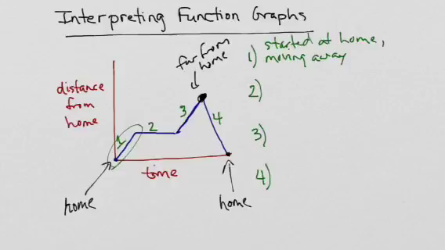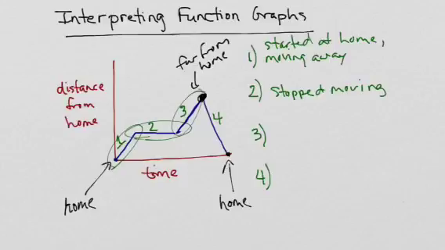All right, now let's look at section 2. This section that's completely flat. Anytime we've got a section that's completely flat, what that means is that we've simply stopped moving. We are staring at the window, or we're stopped at a friend's house, or we're at the grocery store, but we're no longer moving, other than maybe a small area. But we're not moving as far as distance from home.